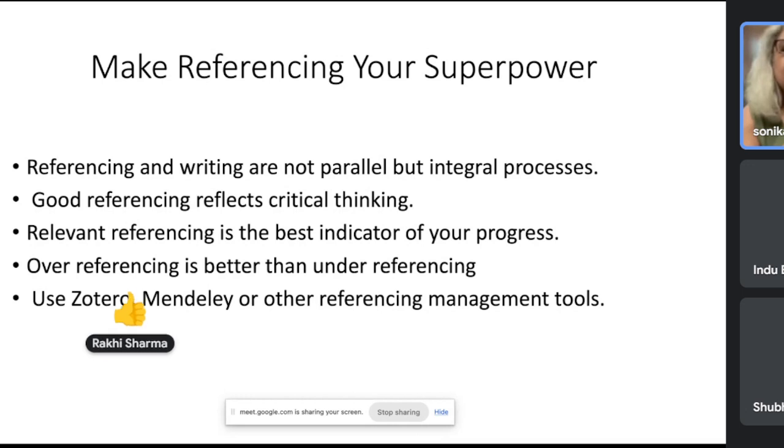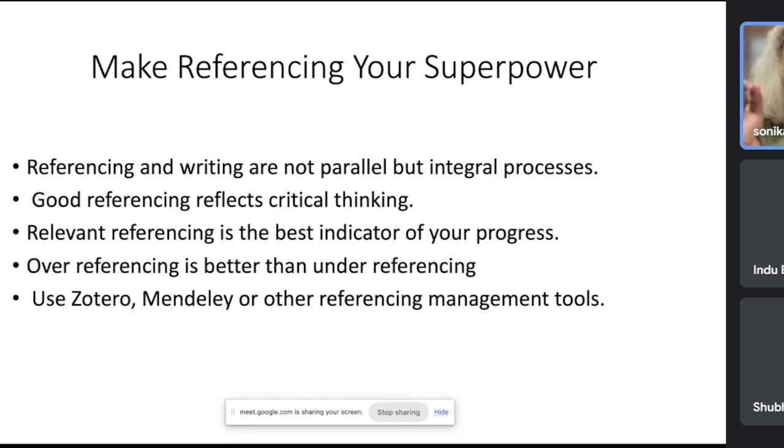Finally, this. Pay attention to referencing. Referencing is something that cannot be done at a later stage. And as I have put on the slide here, referencing and writing are not parallel, but integral processes. It's not like today I will write this paragraph and tomorrow I will reference it. No, you reference as you write. Why is that important? The practical reason is, if you don't reference as you write, you run a very high risk of plagiarism.